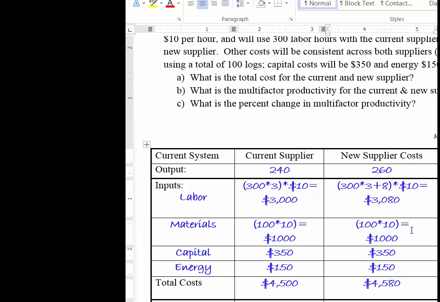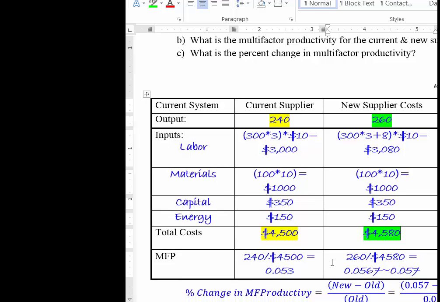So now what we need to do is compare this total right here with this output, and this total here with this output. Maybe I should make those a different color. So we'll make those green and the other one's yellow, so you can kind of see. So down here, we calculate 240 divided by 4,500, and we're going to get 0.053. That's our yellow productivity, if you will, for the current supplier.